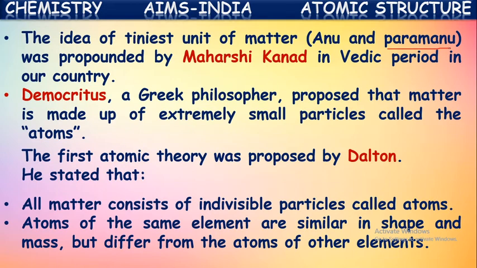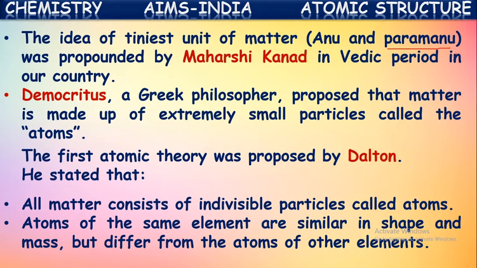At the same time, he told that atoms of different elements are different in all respects. Means if we collect the atoms of two different elements and observe their properties, they will have entirely different properties. No common properties will be there for the atoms of different elements. For example, if we take one carbon atom and one oxygen atom, they do not have any similar properties. So from this we can say atoms of the same element are similar in all respects, but they differ from the atoms of other elements.